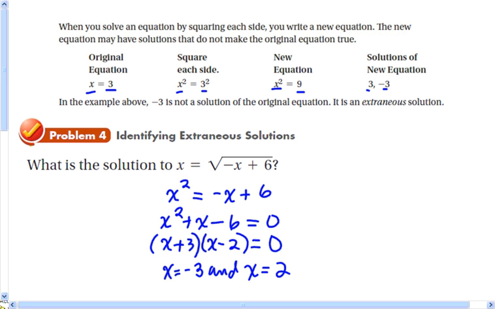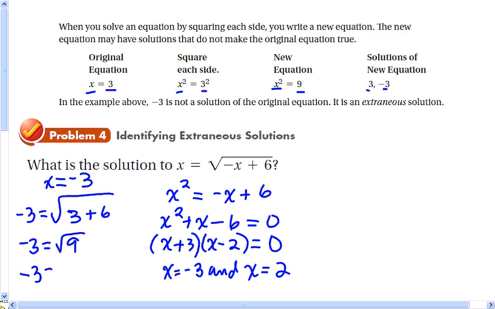Let's check x equals negative 3 over here in our original equation. So we get negative 3 equals the square root of the opposite of negative 3, which is 3, plus 6. And that is saying that negative 3 is equal to the square root of 9. But the square root of 9 is positive 3. So we get something not equal. That means this is an extraneous solution. That one doesn't work. Let's check our other one.